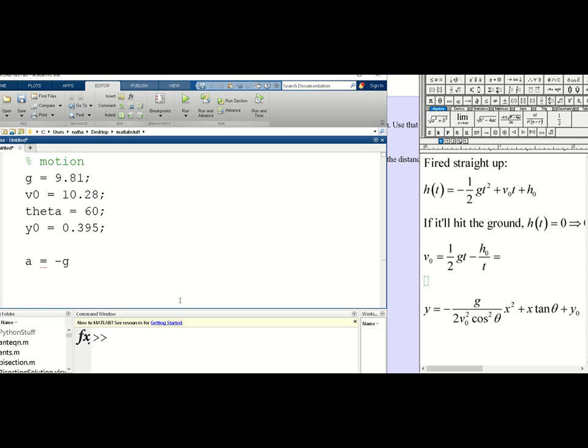equals negative g divided by 2 times v naught squared times cosine 60. Does it do radians? I feel like we've done this before. Hold on. Cosine of 30.